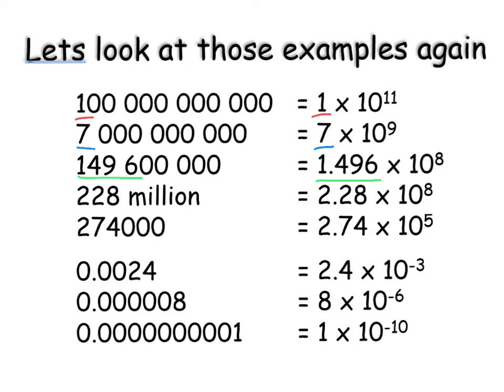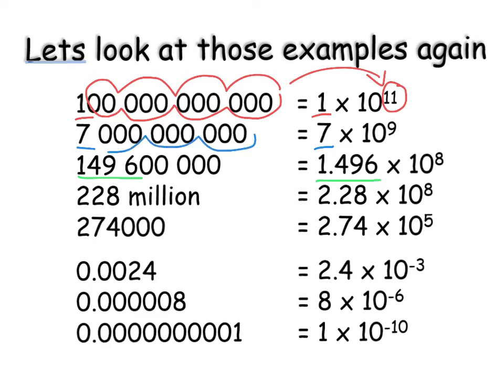So if you look at the first one, it's got a power of 11. How many zeros are there in my number? Well, there's 3, 6, 9, 11. There's 11 zeros, and there's a power 11. The next one, you'll notice there are 9 zeros, 3, 6, 9 zeros, 9 for your power. So in the next number, it's got a power 8, so you'd expect that to have 8 zeros, wouldn't you? Hold on, it's only got 5 zeros, but it does have 3, 6, 8 numbers after the 1.